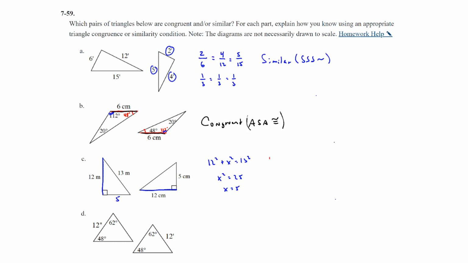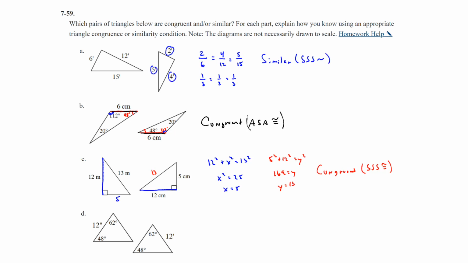And on the next one, you have 5 squared plus 12 squared is equal to y squared. So that's 25 plus your 144, and that would be 169. So y is equal to 13. So we see that all three sides are the same, so we know this is congruent by side-side-side congruency.